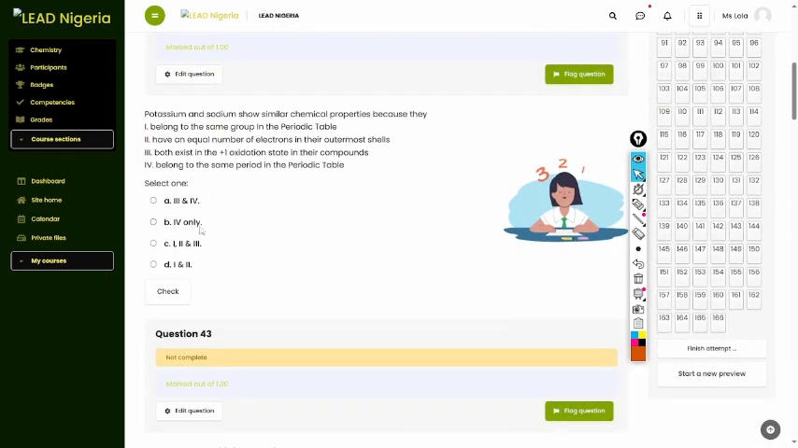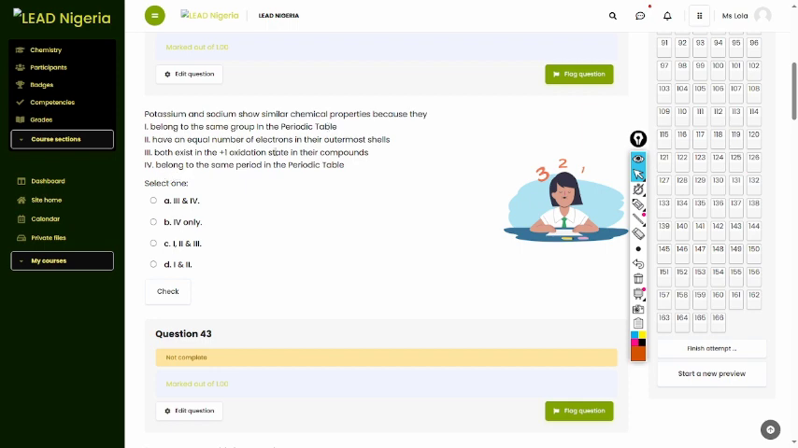Okay, next question. Potassium and sodium show similar chemical properties because they... Alright, so when you're studying the periodic table, elements that have similar chemical properties are elements that belong to the same group. And belonging to the same group means that they have the same number of electrons in their outermost shell, such that when they react, the valency or the number of electrons in their outermost shell is what determines how they react with other elements or atoms. So the reason why they show similar chemical properties is because they belong to the same group of the periodic table. So 1 is correct.